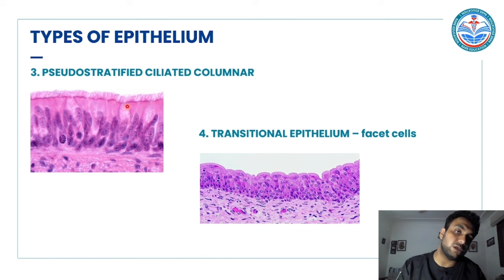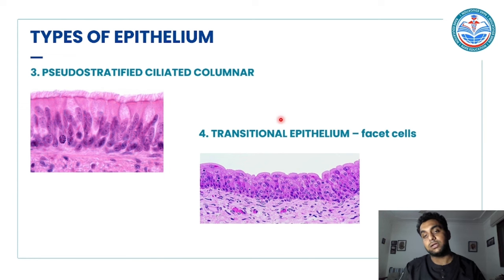The nucleus only is placed up or down or side by side. That is why you think, oh, it is a layer. It is not a layer. It is simple. But it looks like a layer. That is why we named it pseudo-stratified ciliated columnar. Why columnar? Because the cells are like a column. Ciliated because we can see the cilia. And pseudo-stratified because I thought that it is layers, but it is not layers. It is simple. That is what is called pseudo-stratified.